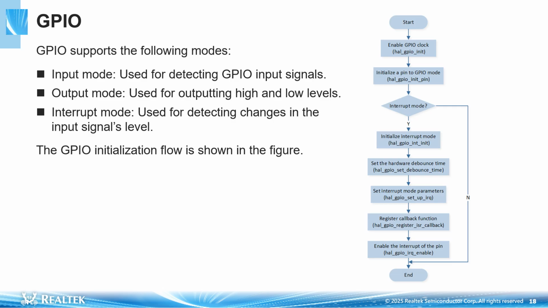If you want to use interrupt mode, first call the function HAL_GPIO_Init to initialize the interrupt mode. Call the function HAL_GPIO_Set_Debounce_Time to set the hardware debounce time. Then call the function HAL_GPIO_Setup_IRQ to set the parameters of the interrupt mode. Then call the function HAL_GPIO_Register_ISR_Callback to register the callback function. And finally call the function HAL_GPIO_IRQ_Enable to enable the interrupt.